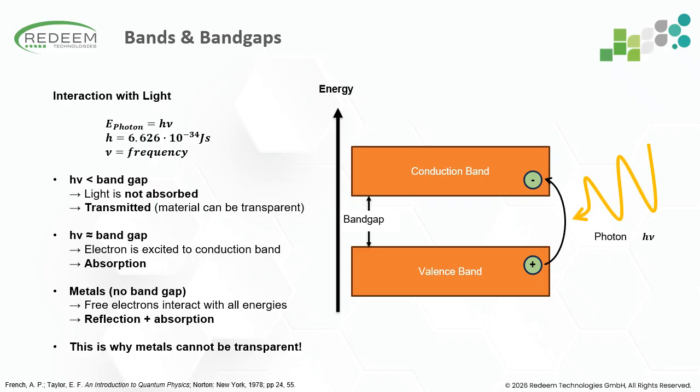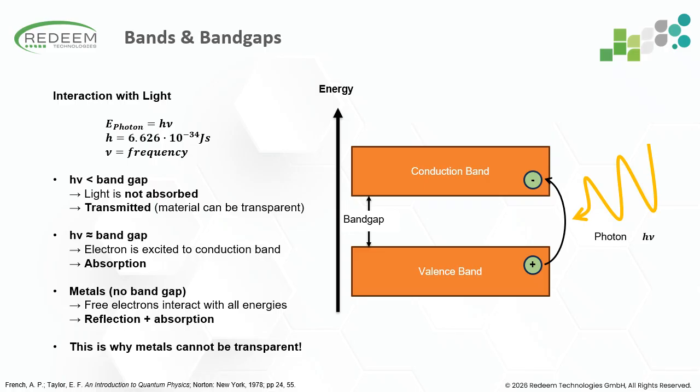This is why materials with large band gaps, like glass for example, are transparent in the visible range. And if the photon energy matches or exceeds the band gap, the electron is excited into the conduction band, leaving behind a hole in the valence band, and this is the charge separation that drives photoelectrochemical reactions.